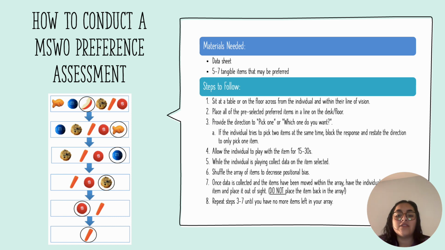The main thing is do not place that item back in the array. Once that individual has selected the item, you'll have one less item than what you began with. And then you will repeat steps 3 to 7 until you have no more items left or the client just doesn't choose one. So you'll remove the item and then restate again, which one do you want, and so on and so forth until you have none left.